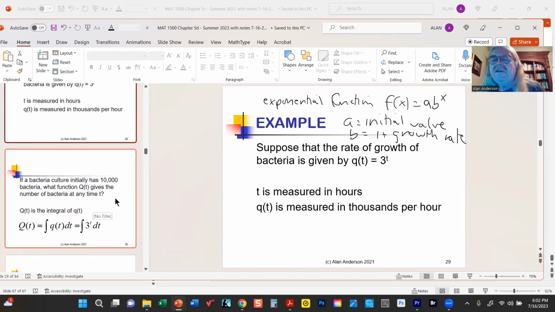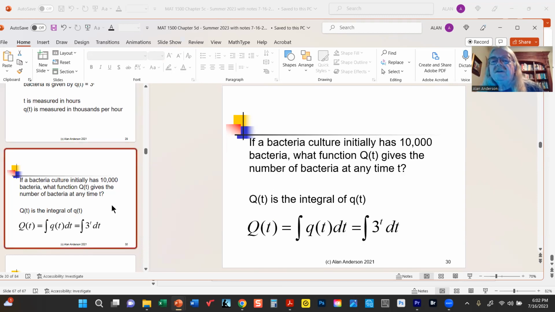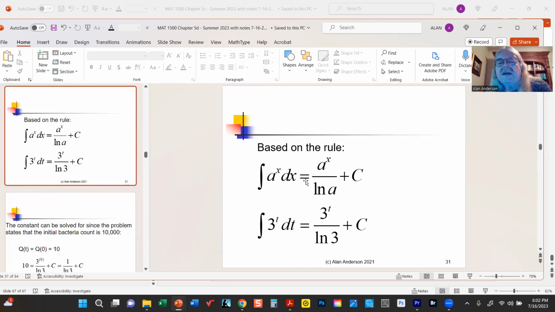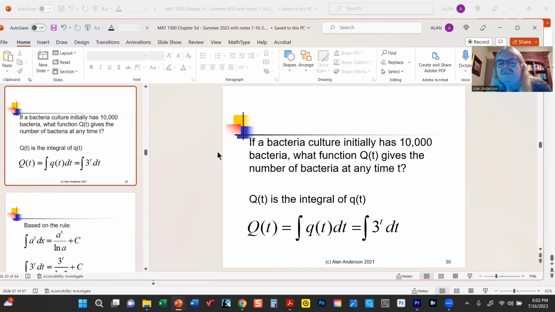So it turns out that we can figure out how many bacteria there are at any given time by taking an integral. In particular, if we start with 10,000, what we're going to see is that the integral of 3 to the t is going to give us the number of bacteria at any given time. Because remember, the integral is a sum. So if our function looks like this, and let's say we're looking at this time, 0 to, I don't know, 10, this is what we're going to find.